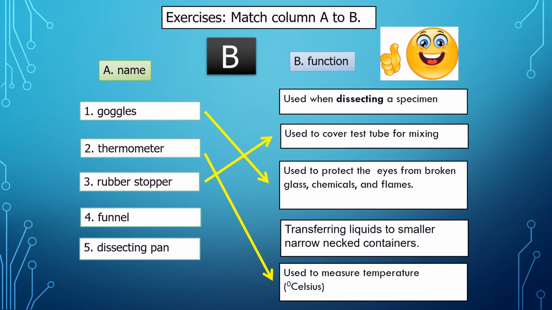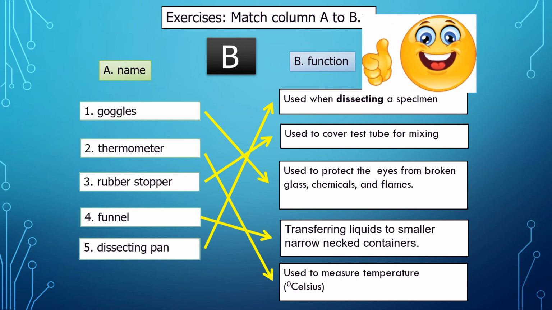And then number 4, funnel. It is used for transferring liquids to small, narrow-necked containers. And then number 5, the last one, dissecting pen. It is used when dissecting a specimen. So that is the answer for your activity part B. Are there some questions? Those are the answers. If you check your answers and all are correct, then you'll say it's very good.